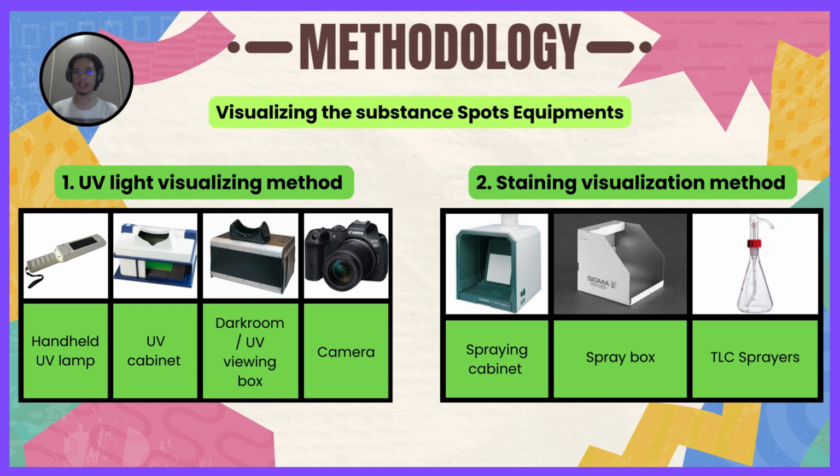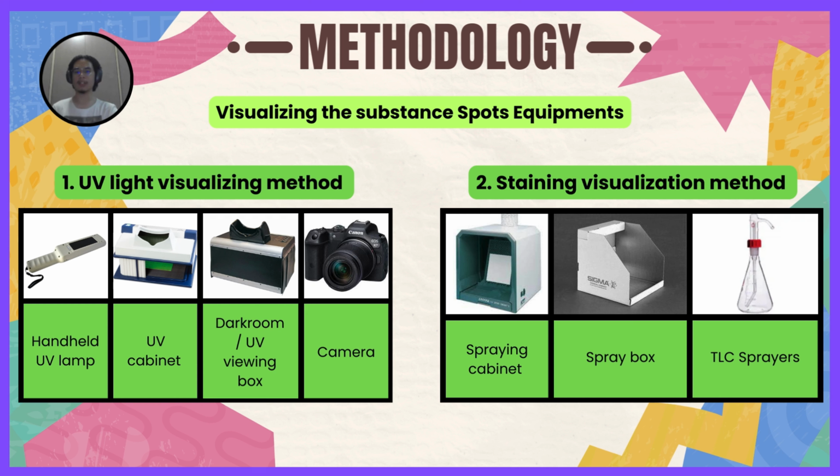So in summary, drug visualization involves using various equipment to identify and analyze substance spots. UV lamps, UV cabinets, UV boxes, cameras, spraying cabinets, iodine vapors, spray tables, and TLC sprays are all used to visualize substance spots. UV lamps emit UV light at different wavelengths, causing some drugs and compounds to appear as dark spots or bright spots on the TLC plate. Cabinets and viewing boxes provide a dark environment, while cameras capture high-resolution images of the spots and their relative positions.